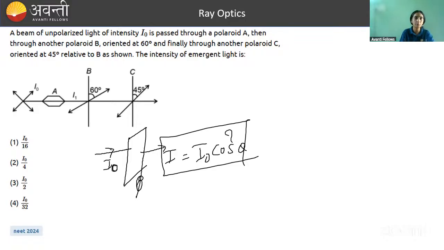Now come back to the question. A beam of polarized light of intensity unpolarized light.